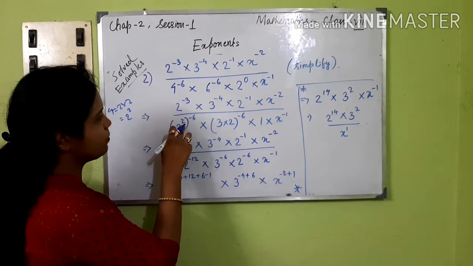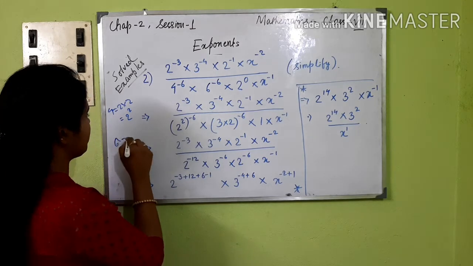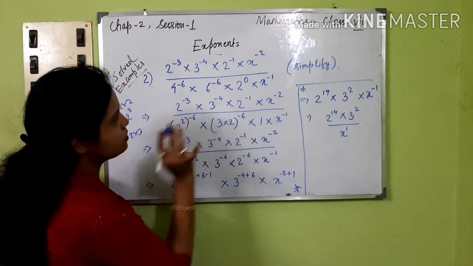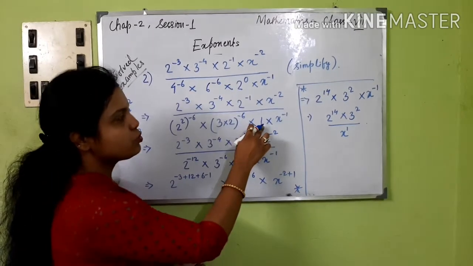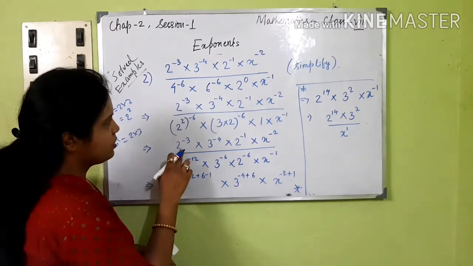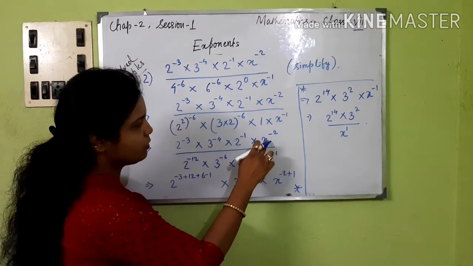So I have written (2 to the power 2) whole to the power −6, into 6. What are the factors of 6? 2 and 3, right? So I have written (3 into 2) to the power −6. 2 to the power 0 is 1, and x to the power −1. Next, 2 to the power −3 into 2 to the power −4 into 2 to the power −1 into x to the power −2.